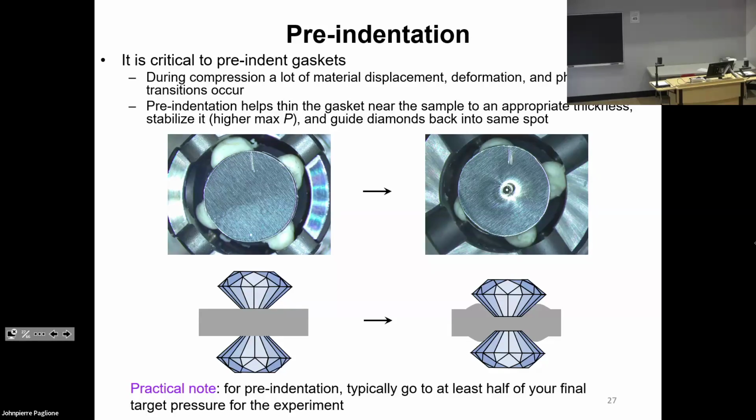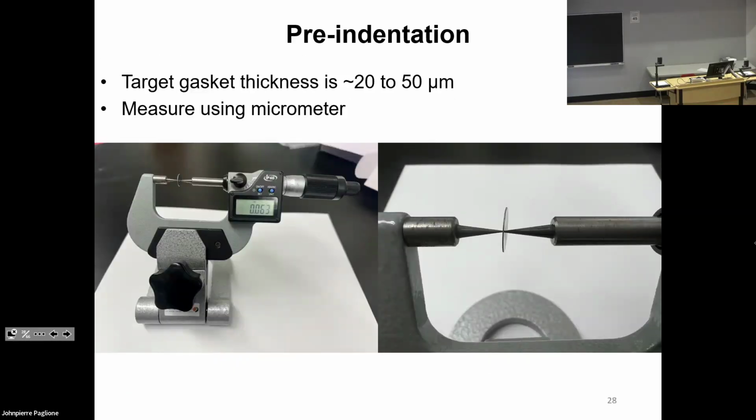That allows you, if those phase transitions are irreversible, to avoid them complicating your experiment. In general, this is my rule of thumb: typically go to at least half of the final target pressure of your actual experiment. So let's say I want to go up to 50 gigapascals in my experiment. I'd aim for pre-indenting to at least 25 or so gigapascals, as well as going past any irreversible phase transitions. After pre-indenting, you would typically measure your gasket thickness.